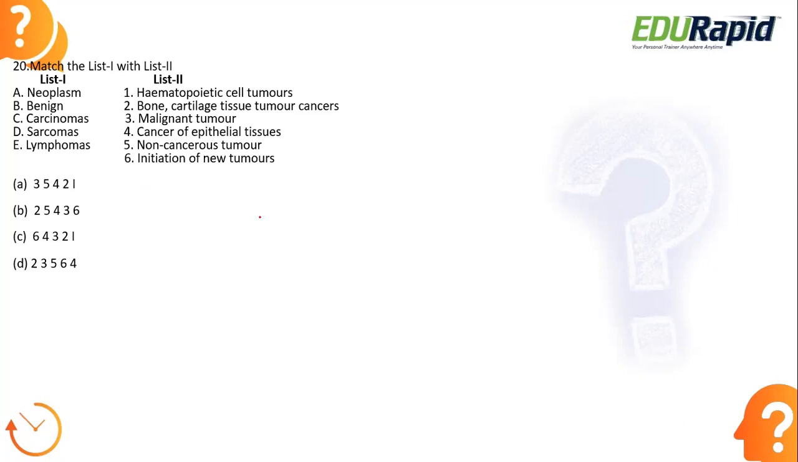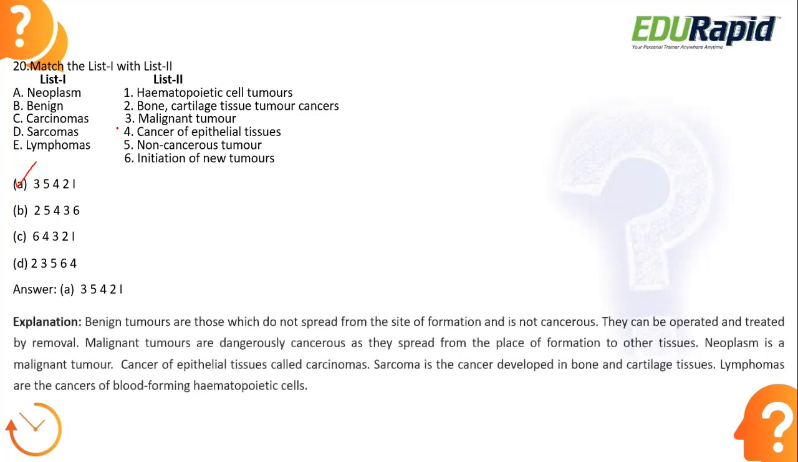Okay, now let us look at the right answer here. The right option is option A, 35421. So here we are going to match it. Before that, the cancerous cells can be classified into 2 groups. Basically the cancer, we will group it as 2 groups, benign tumors as well as malignant tumors.